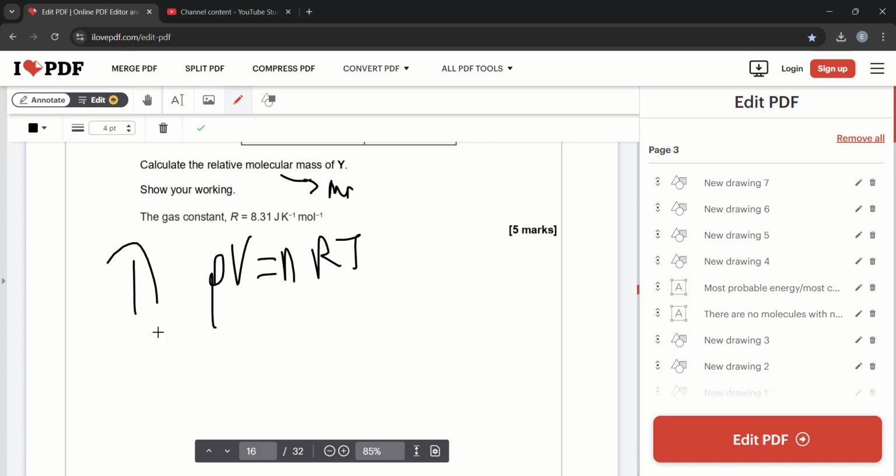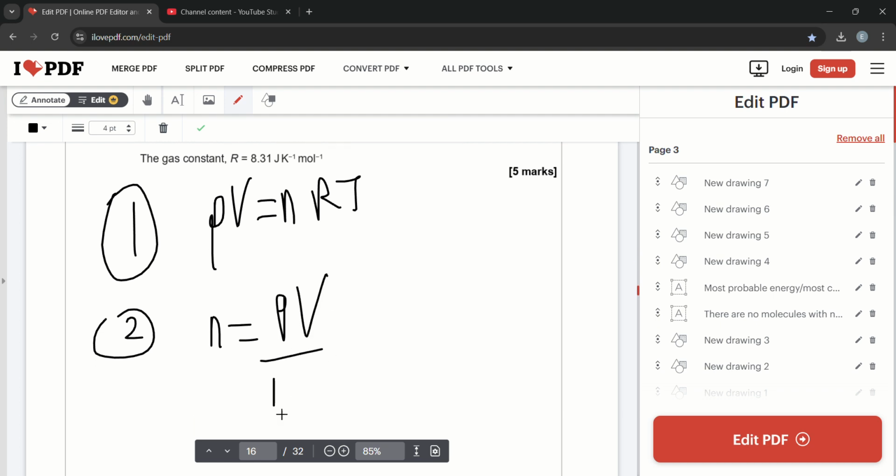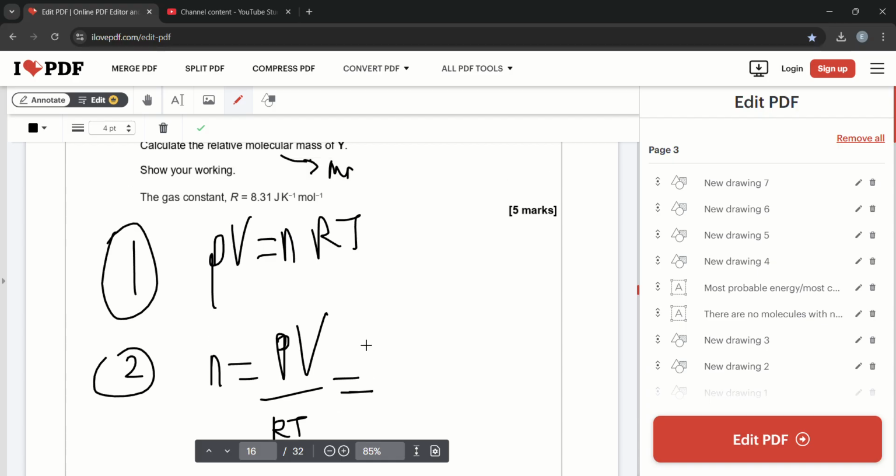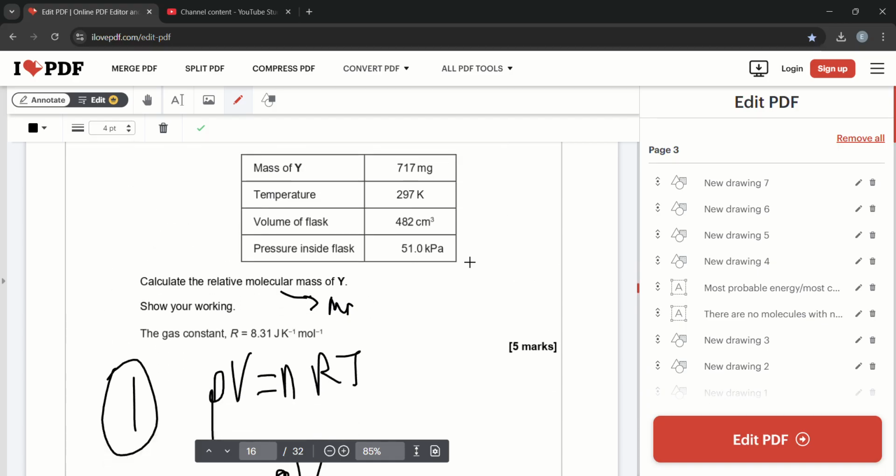That's the first step. Then we're going to rearrange it. We're trying to find n, which is the number of moles. n is going to be PV divided by RT. What's P? Pressure. V is volume. R is the gas constant, and T is temperature. So pressure is in kilopascals. We want it in pascals in the ideal gas equation, so it's going to be 51,000 pascals.